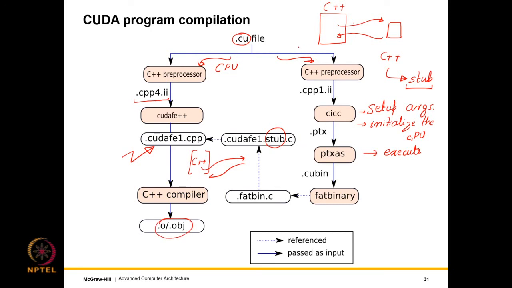On the same lines, if we go to the GPU side, again we have a preprocessor. As we know, a preprocessor's job is just to replace the contents of macros. Then we have the compiler CICC, which takes the C++ code that is to be executed on a GPU and converts it to PTX. Then the PTX code, we have a PTX assembler.